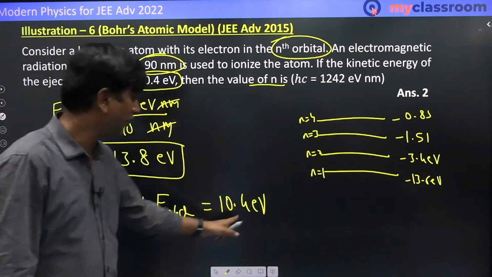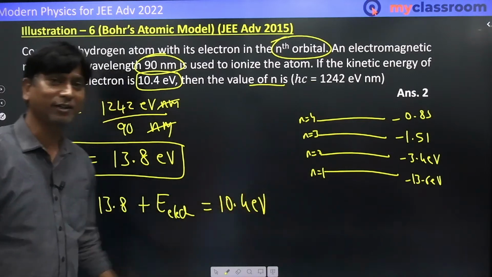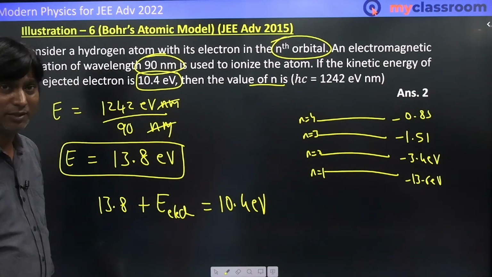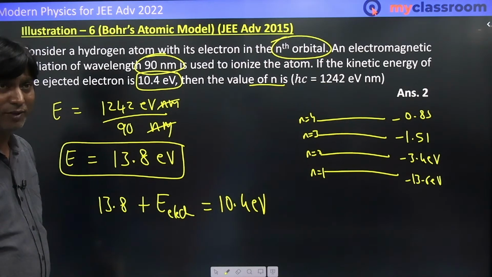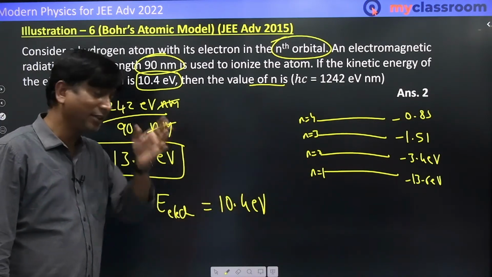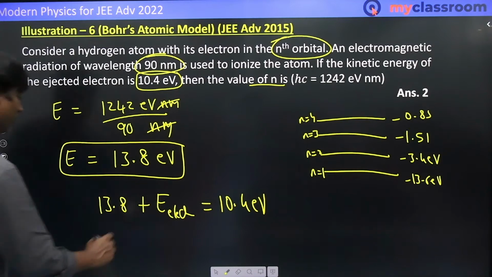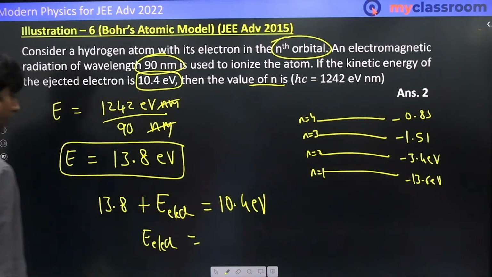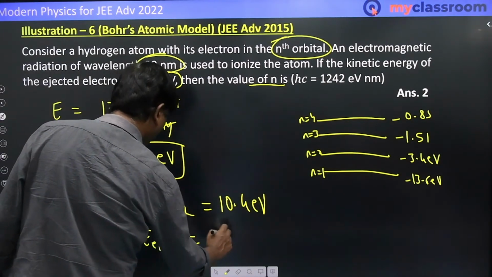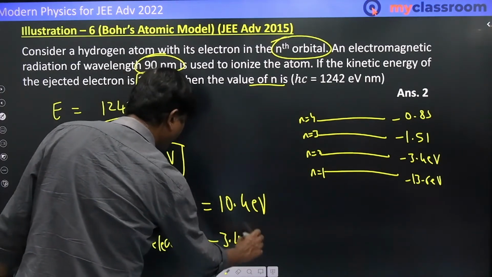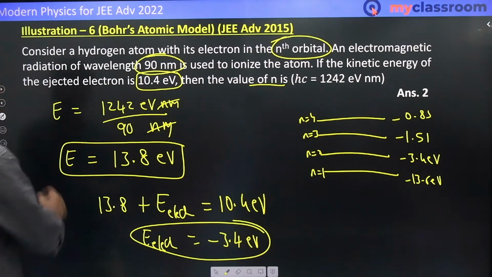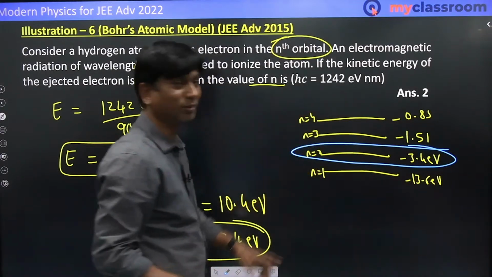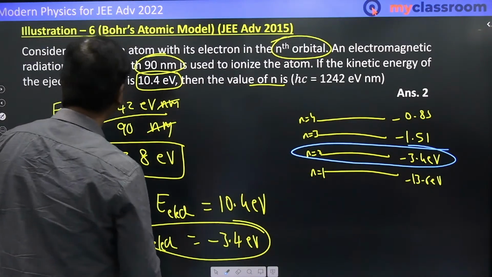At infinity the potential energy is 0, but kinetic energy is there. Okay, potential plus kinetic. Initially, the electromagnetic radiation is taken by the electron which is in the nth orbit, and after taking that, the electron goes to infinity. Potential energy is 0, plus it still has some kinetic energy, 10.4 electron volts. Means what is the energy of this electron? So 10.4 minus 13.8, which will be minus 3.4 electron volts. Clearly, minus 3.4 electron volts means which state is it? n is equal to 2. Then only it will happen. Okay. So the answer is n equal to 2.